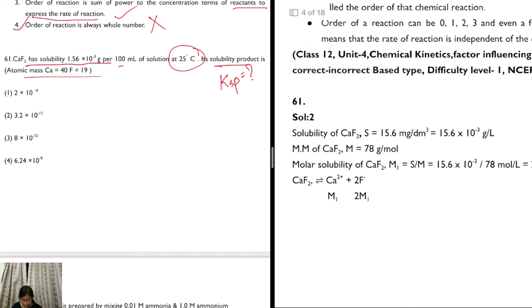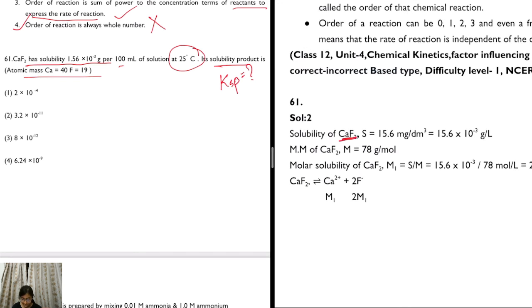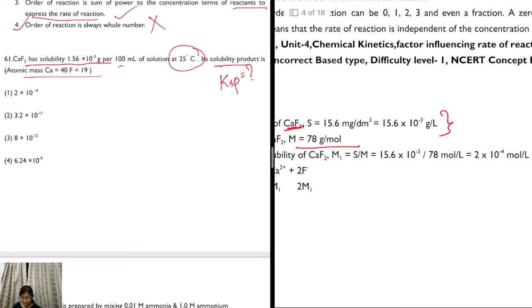If solubility is given for CaF2, that is S, we will convert it to gram per liter, so we'll multiply it by a factor of 10 raised to the power minus 3. And the molar mass of CaF2 is this. So what will be the molar solubility? We will divide these two. And what we will get? 2 into 10 to the power minus 4.